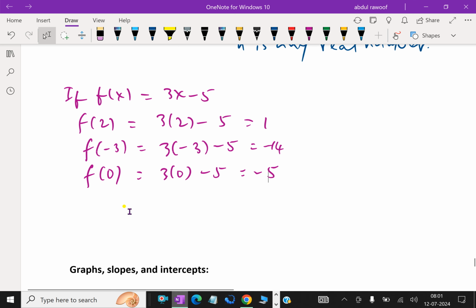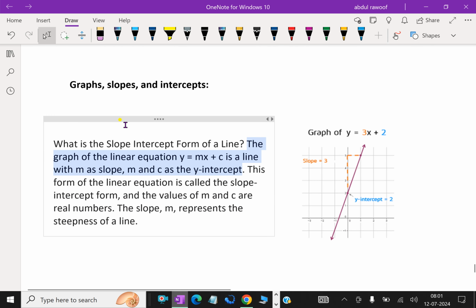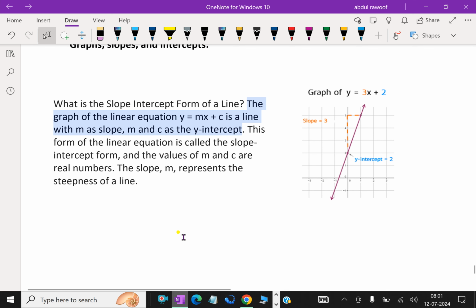Now, one more example. Next, we'll discuss graphs, slopes, and intercepts. Here in mathematical economics, mostly we are considering graphs of linear functions. What is the slope-intercept form of a line?